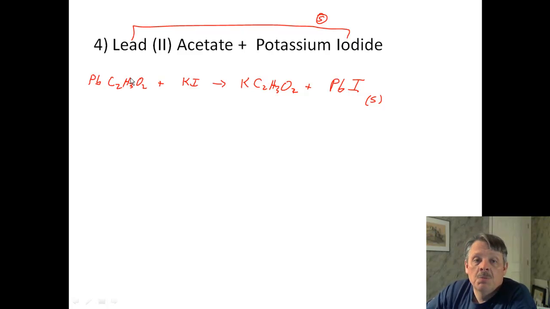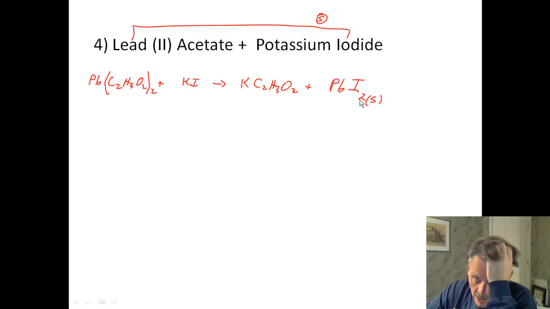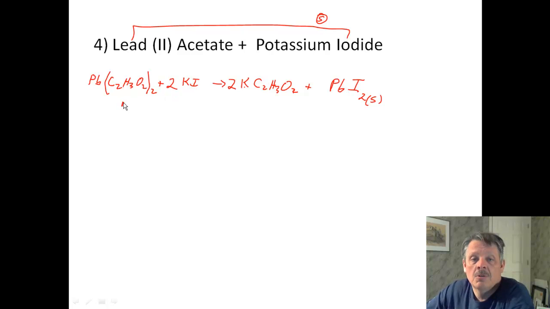Well, lead is +2, acetate's -1, so I have to have 2 acetates to offset my lead. Potassium and iodine are both 1 and 1. 1 and 1 for potassium and acetate, and 2 and 1 for lead and iodide, so I have to put a 2 over there behind iodide. Now I have to go and balance my equations, and I'll notice I have 2 acetates, so I have to put a 2 here, but that gives me 2 potassium, so I have to put a 2 there. I already have 2 iodines, so I'm good there, so I now have a balanced chemical reaction.